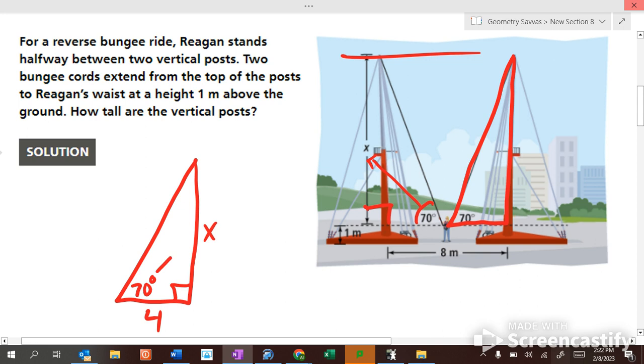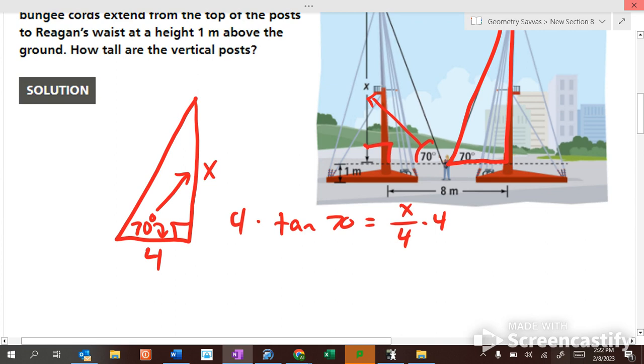Well, here's my angle. This is the opposite. 4 is the adjacent. Opposite and adjacent is what trig function? SOHCAHTOA. Tangent. So the tangent of my 70-degree angle is my opposite side, x, over my adjacent side, 4. How do I get x alone? Multiply by 4. Take 4 times tangent of 70, somebody. 11.0 basically, right?